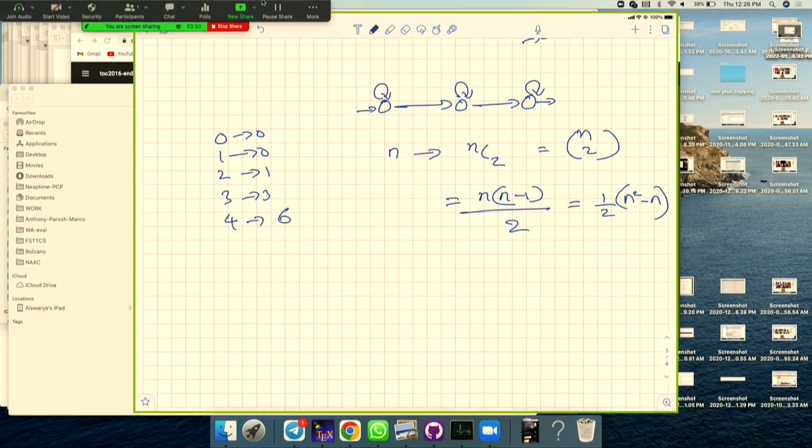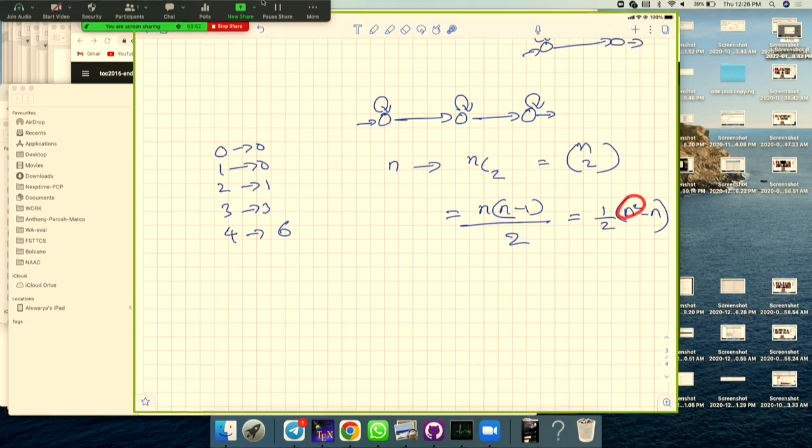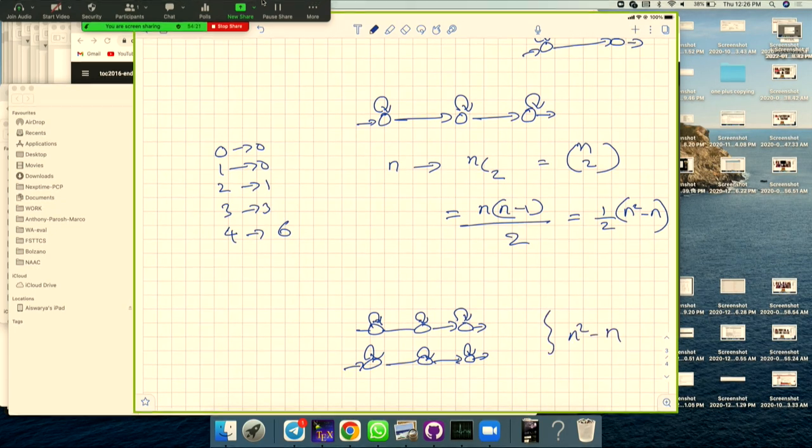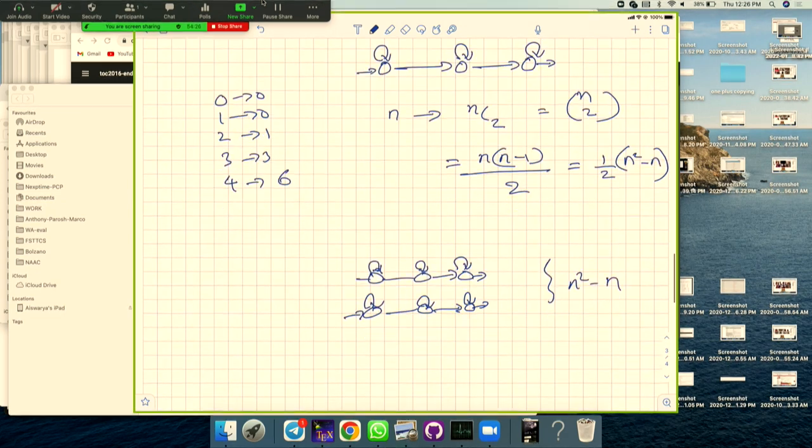I don't like that half anyway. I want n square. So there is a half there. To remove that half, what can I do? Okay, I'll put two such things. So it will be n choose 2 plus n choose 2. Okay, so the half is gone. So what I have now is n square minus n. I don't want the minus n. What can I do? So we just add the graph for n also here.